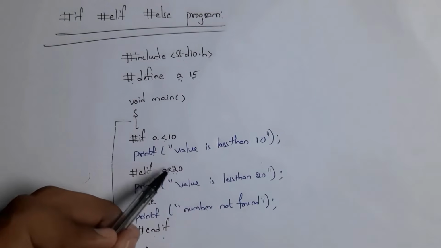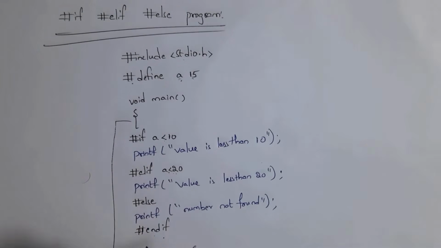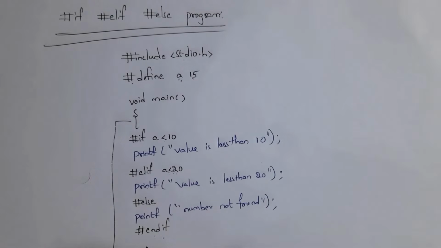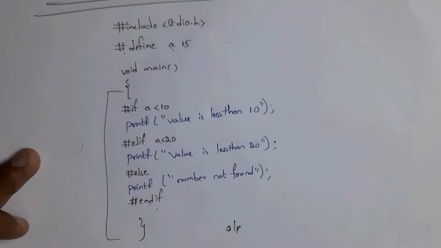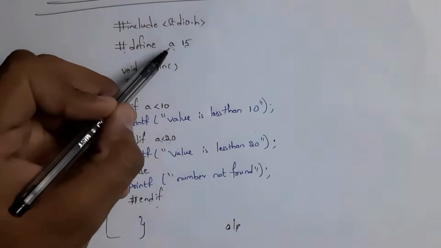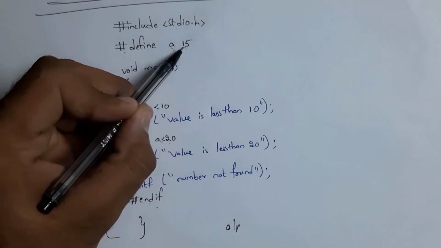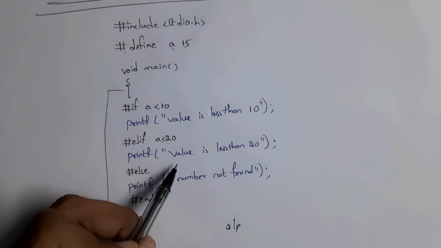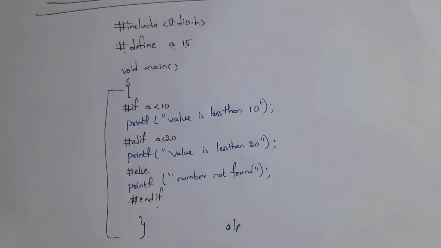#elif a less than 20, that is, if the value is less than 20, then I need to get output as "value is less than 20", else I need to get output as "number not found". As I said before, every conditional compilation directive ends with #endif, so at last I wrote #endif. Here I gave the value of macro a as 15, this 15 is less than 20, so now I will get output as "value is less than 20".